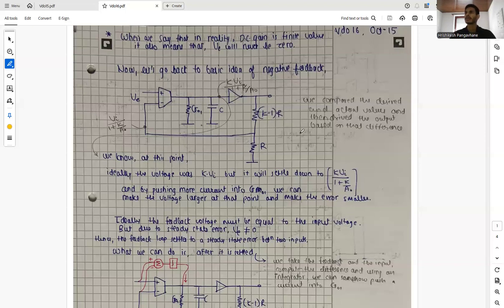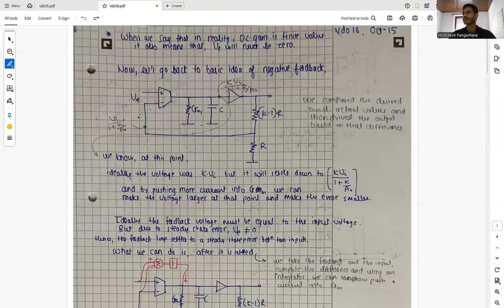When we say that in reality, or in non-ideality, DC gain is a finite value, it also means that the VE will never be equal to zero. It will always be some non-zero value, because at steady state the DC gain is not infinite, so there is something at the feedback, and VE will never be equal to zero.